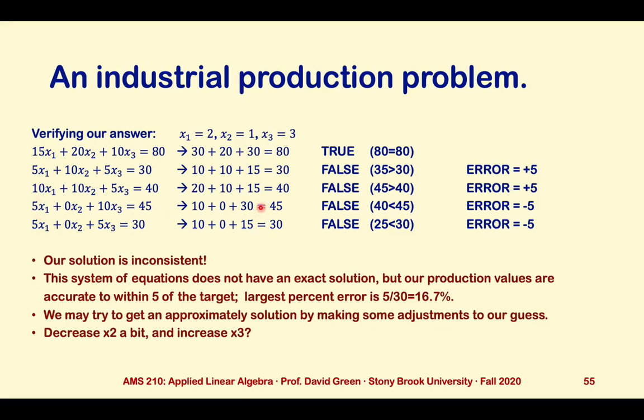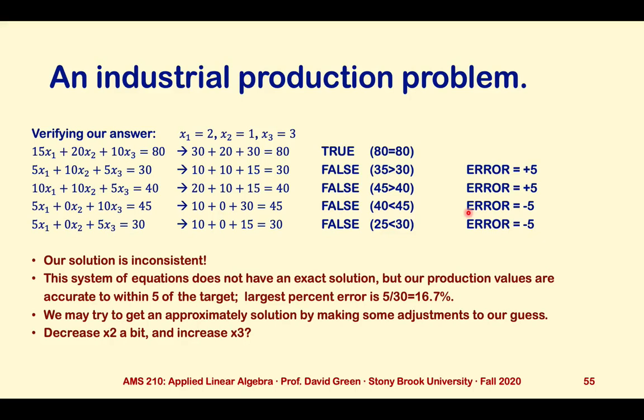10 plus 30, which is 40, is less than the target of 45, and 10 plus 15, which is 25, is less than the target of 30. So we have errors of plus or minus 5 in 4 out of the 5 equations. We say the solution is inconsistent.